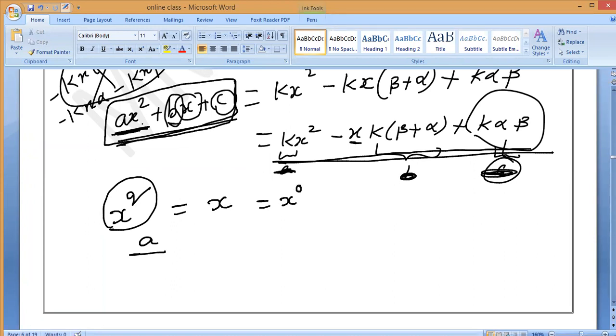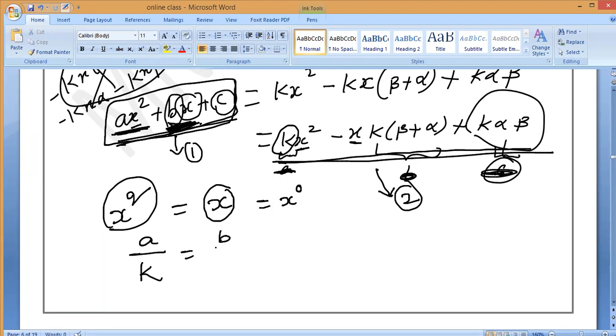Understood? First equation, x square quotient is A. Second equation, x square quotient is k. A by k is equal to the x square quotients ratio. Next, x quotient. First equation, x quotient is b. In the second equation, x is multiplied with minus k into alpha plus beta. So b by minus k into alpha plus beta, the x quotient ratio. Beta plus alpha or alpha plus beta, both are same. Understood? Next, x naught quotient.